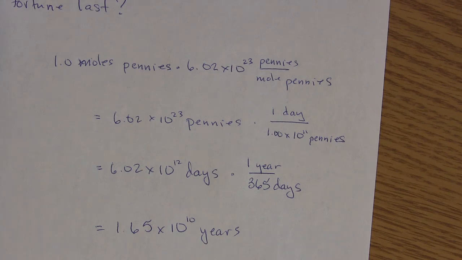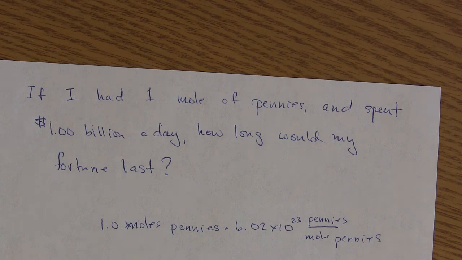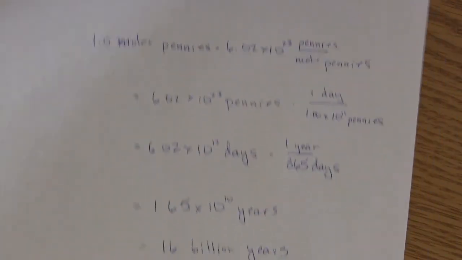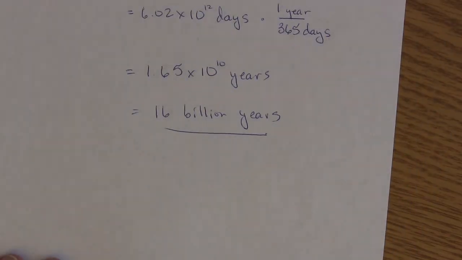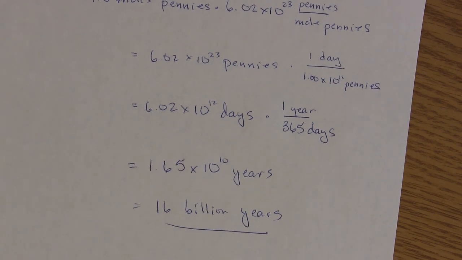So how big is a mole? Well, 1 mole of pennies, smallest unit of currency, spent $1 billion a day would last us for 16 billion years. Gives you a sense for just how big a mole is.